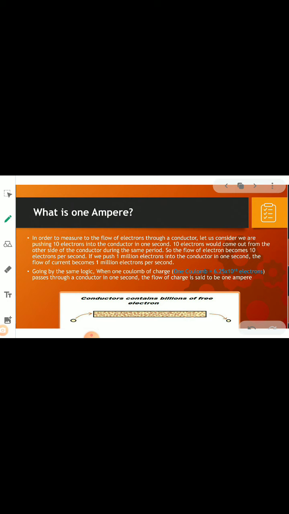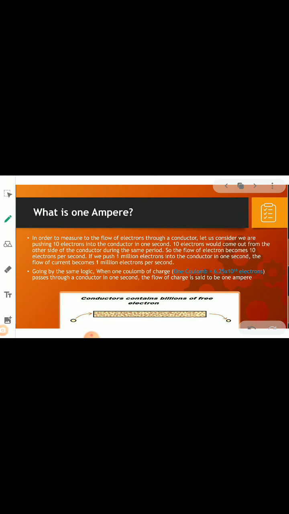Yes, what is 1 ampere? Now, the definition for the SI unit of current. What is the SI unit of current? The SI unit of electric current is coulomb per second, or it is ampere.